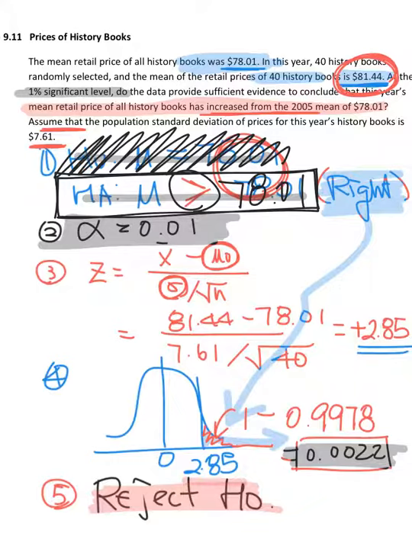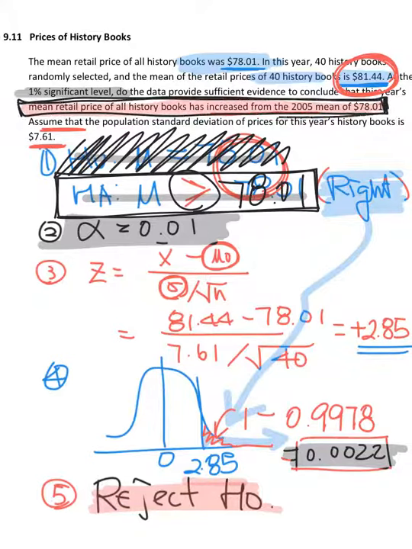So how can you interpret? How can you make the conclusion? The last step. This one is the interpretation, the conclusion. The mean retail price of all history books has increased, yes. Increased from 2005, from $78.01. $3 is big enough to reject the null, to say yes.